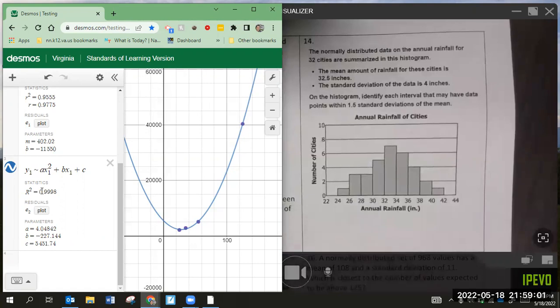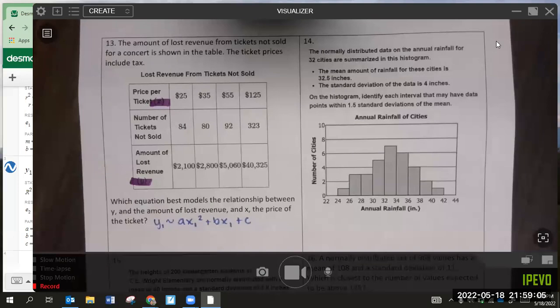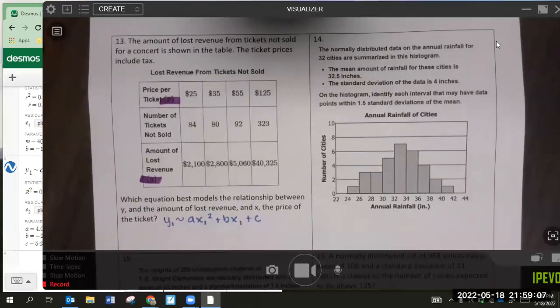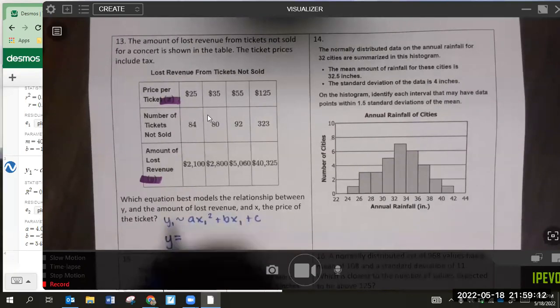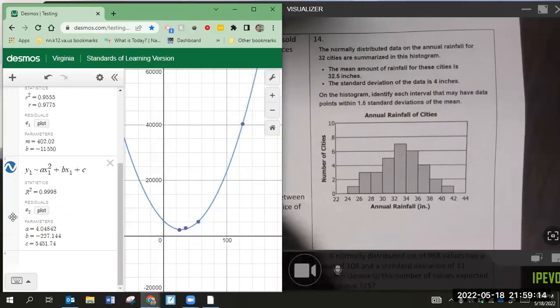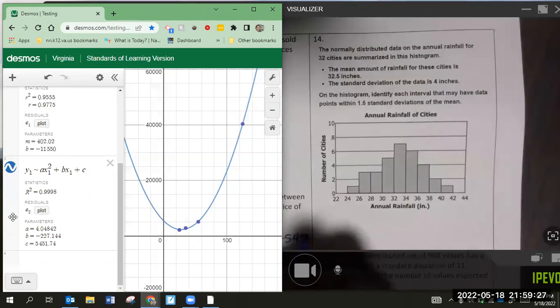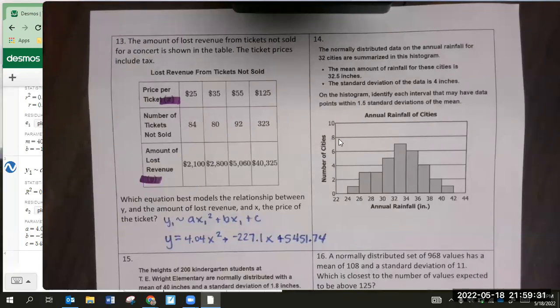And then when we fill out our answer, we have to actually use the data that they've given us, okay? So we're actually going to fill in the a, the b, and the c. So we're going to say y equals our a, which was 4.04 x squared, plus our b, which was negative 227x, plus your c. Your final answer is going to look something like that.